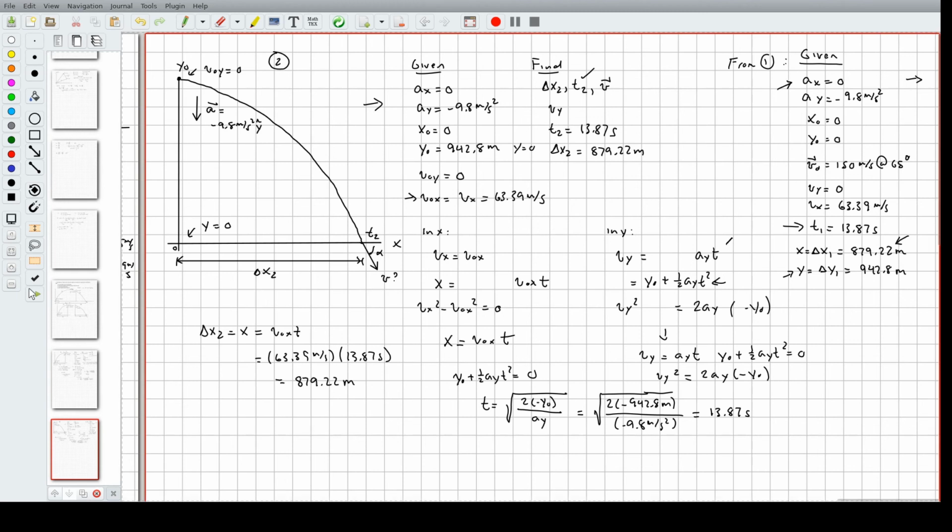Let's just go ahead and find Vy. Why don't we use this right here to find Vy? We haven't used this equation really to find velocity. So Vy in this case would be Ay times t, which would be 9.8 meters per second squared down times 13.87 seconds. So 9.8 times 13.87 and down, minus 135.93 meters per second.